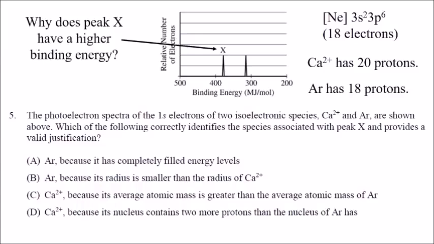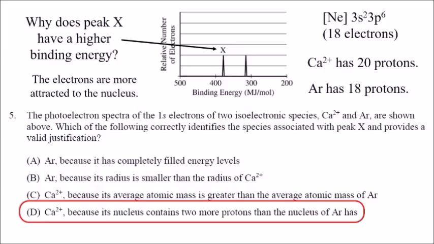Peak X has a higher binding energy, which means that the electrons are more difficult to remove from the atom. So the electrons must be more attracted to the nucleus. And therefore, since calcium has more protons than argon, the correct answer is that peak X corresponds to the calcium ion because its nucleus contains 2 more protons than that of argon.